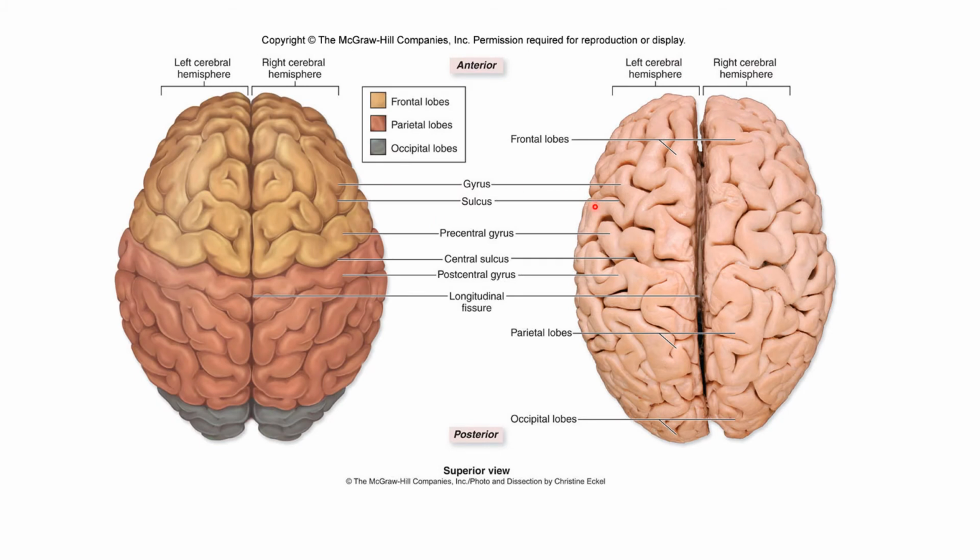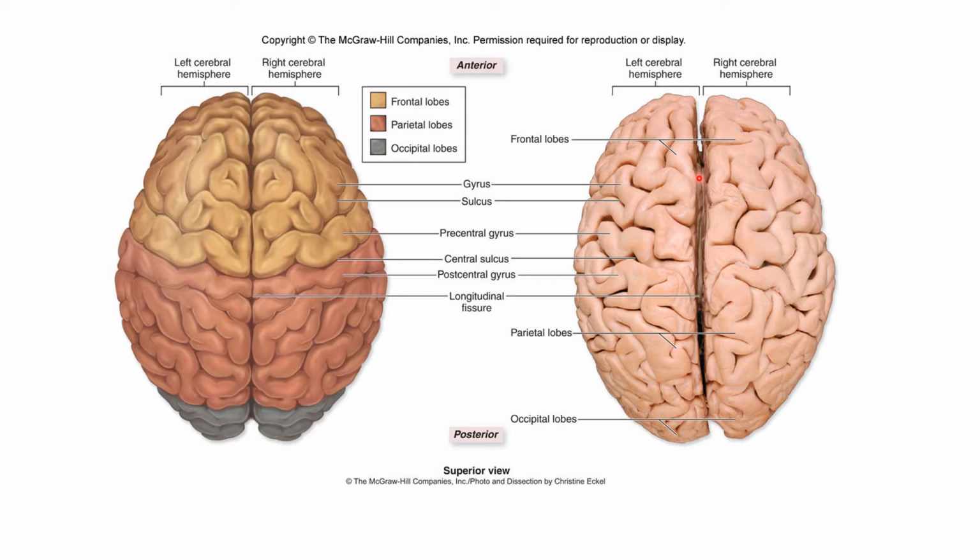Hello everyone. Today we're going to talk about the features of the human brain. The human brain has two hemispheres. We've got the left cerebral hemisphere and the right cerebral hemisphere. There's a fissure in between those two hemispheres known as the longitudinal fissure.